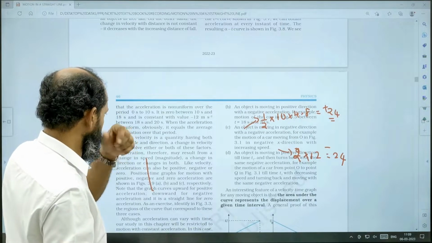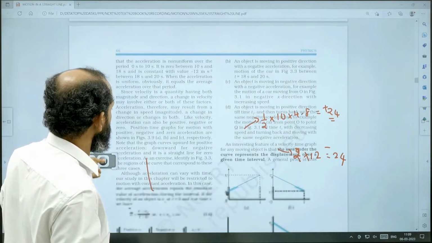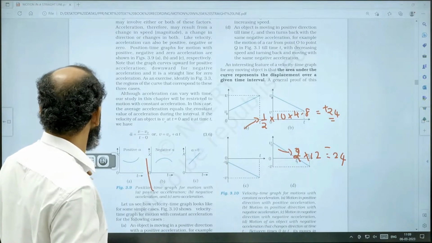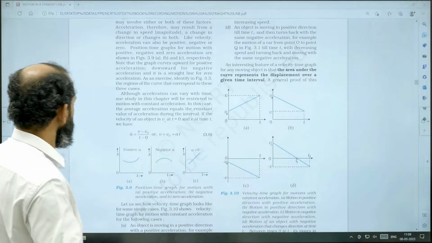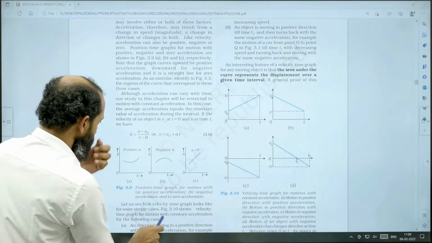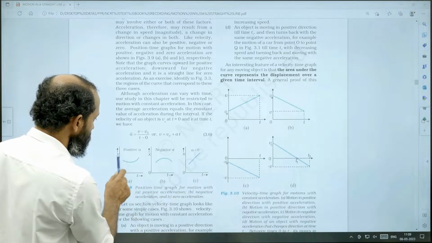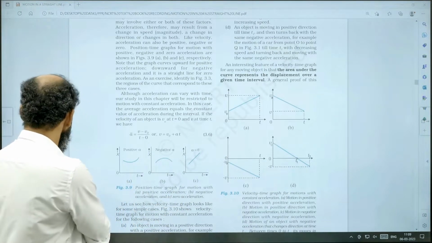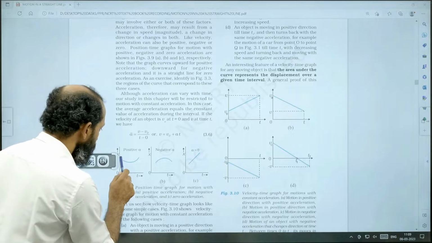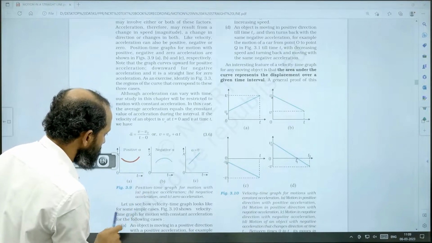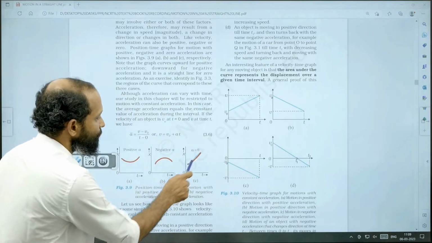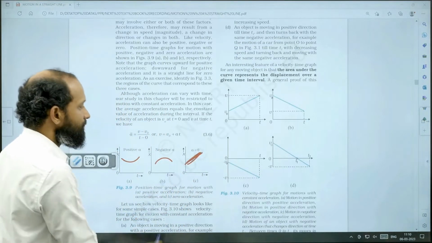So these types of questions are very important. Also, this graph, you can go through this graph. Position time graph for a body moving with positive acceleration, negative acceleration, zero acceleration. First case, it's a curve showing the variation like this: acceleration positive, acceleration negative. Here acceleration is zero because velocity is a constant.